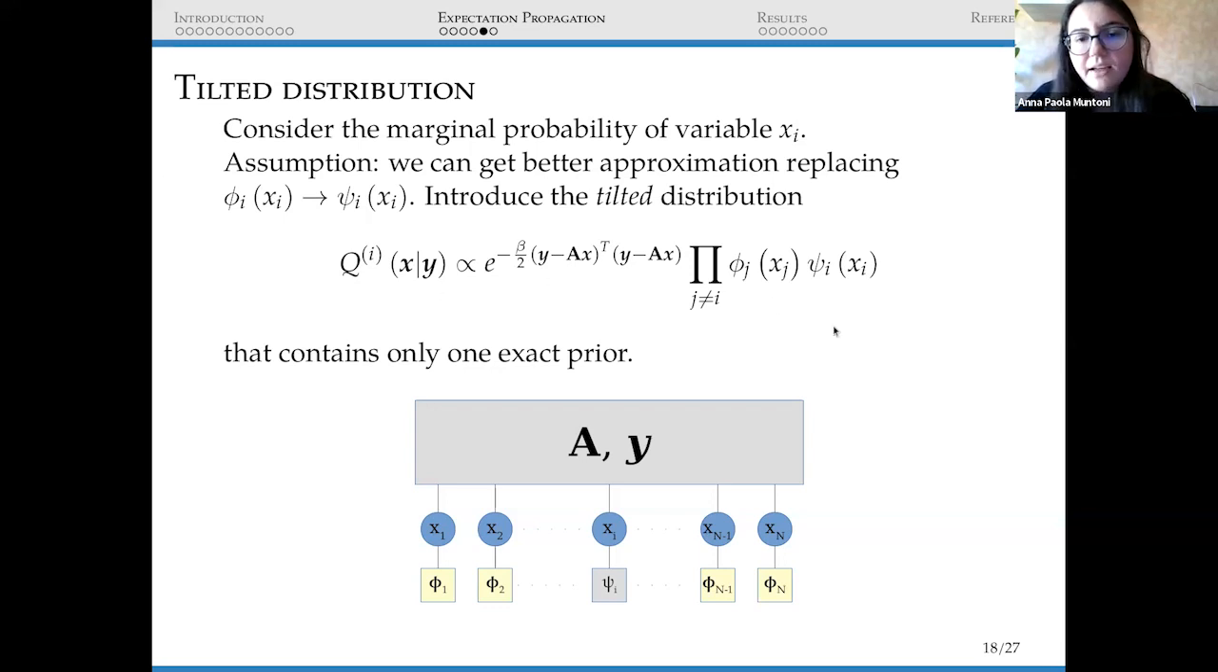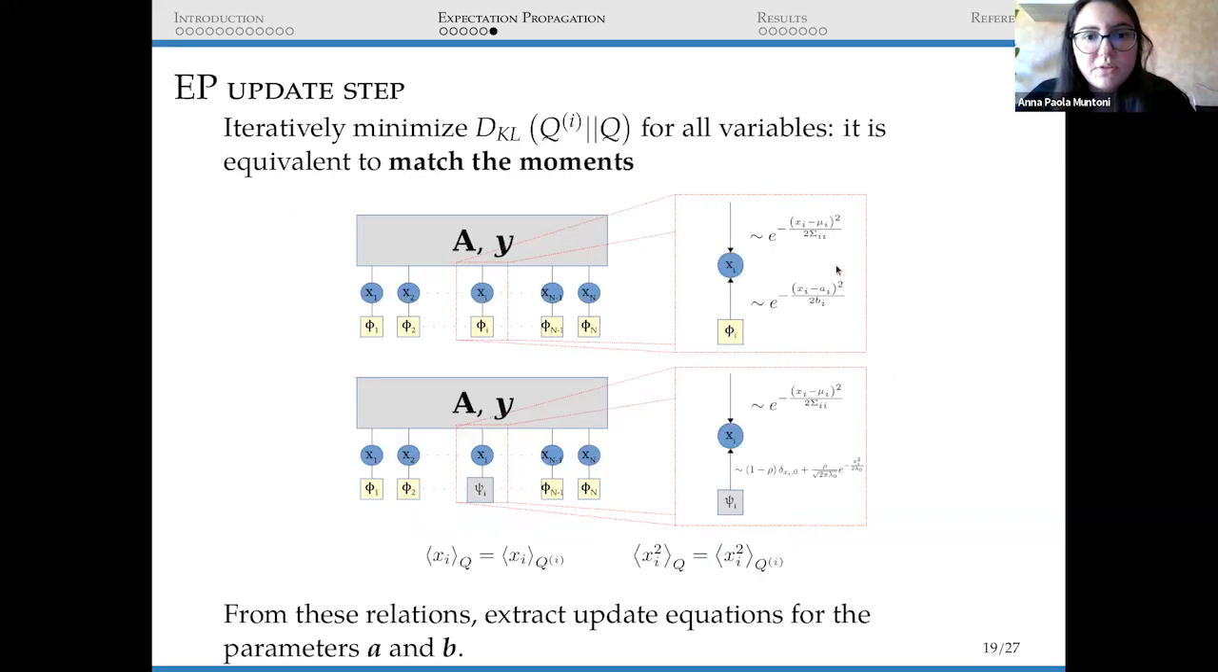And this idea is actually exploited during the learning of this A and this B. Why? Because now we can say that in order to find these unknown A and B, what I want is to minimize the Kullback-Leibler divergence between the tilted distribution that I've just defined and the full Gaussian approximation. So if I look at it from a graphical point of view, this is the factor graph associated with the multivariate Gaussian, and this is the factor graph associated with the tilted distribution.